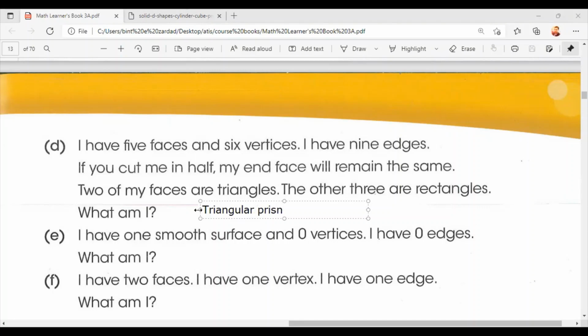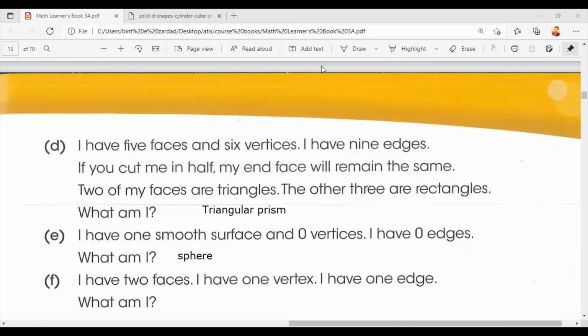After this, I have one smooth surface, 0 vertex, 0 edge. So in simple, no edges, no vertex, it is a circle or sphere. In 3D shape, we are saying it's a sphere. In 2D shape, circle. So we write here a sphere, S-P-H-E-R-E, sphere.